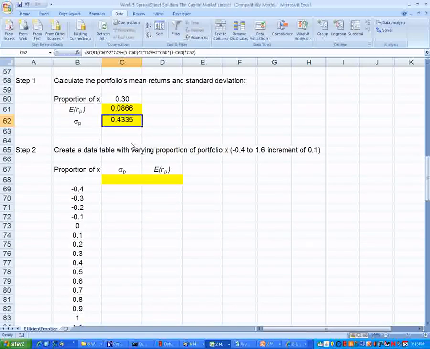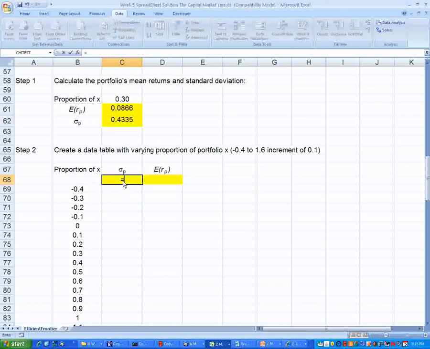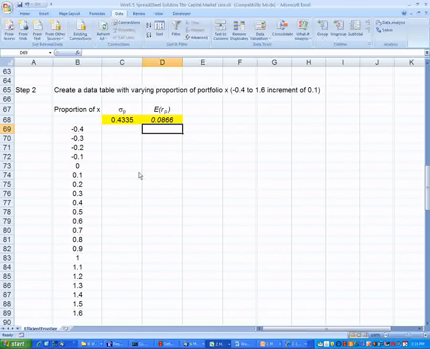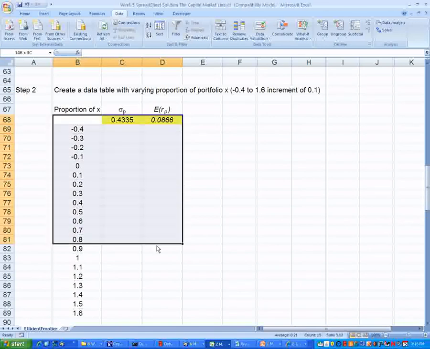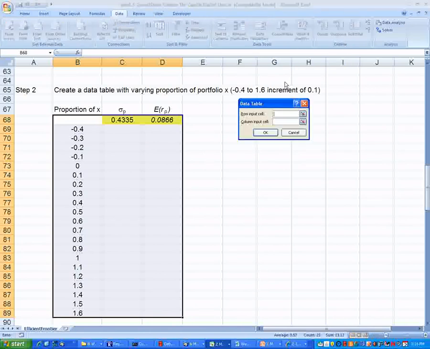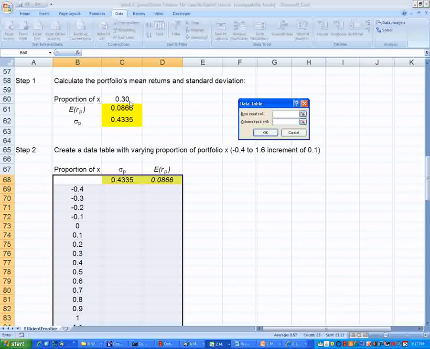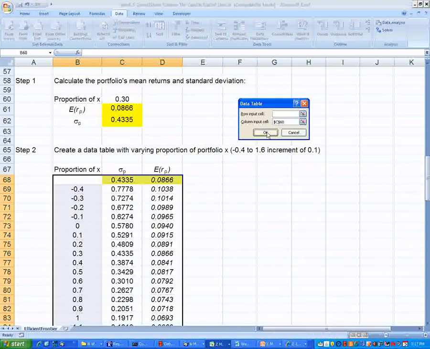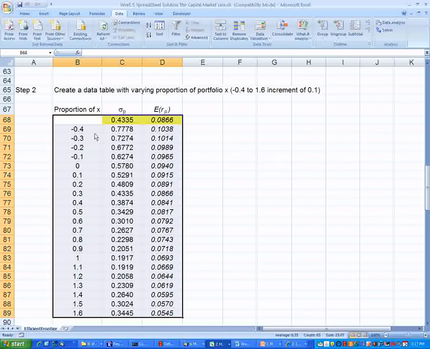Next, we need to graph various proportions of X to find the entire efficient frontier by combining X and Y together. And we're going to use a data table. The first thing we have to do is put in the variance calculation at the top and put in the expected return calculation there. And then we need to highlight the entire data table like so. Go to Data, What If Analysis, Data Table, and we need to put in the column the proportion of X, hit OK, and we can see what we get.